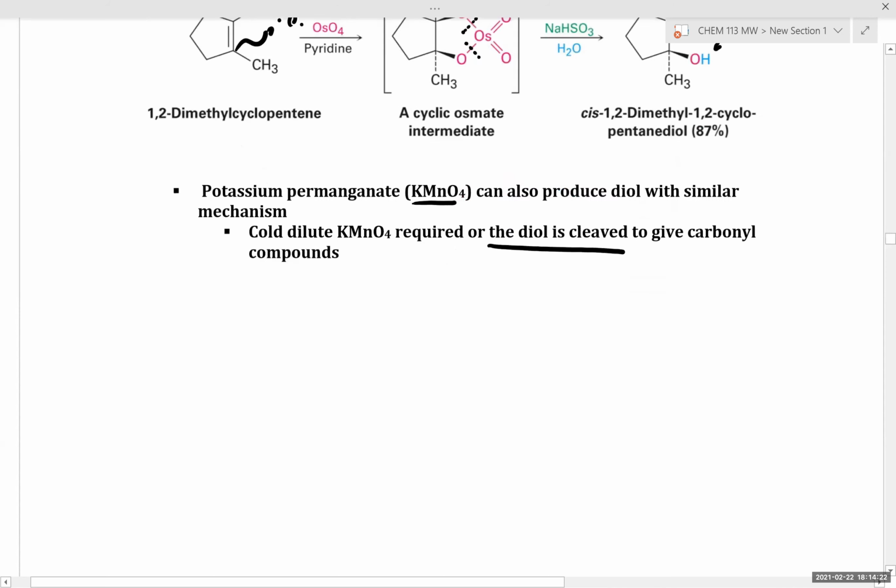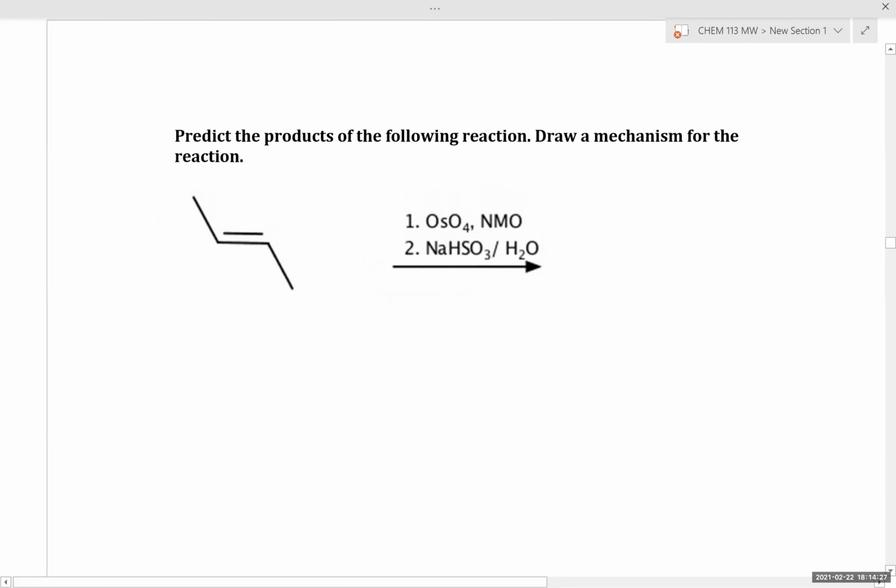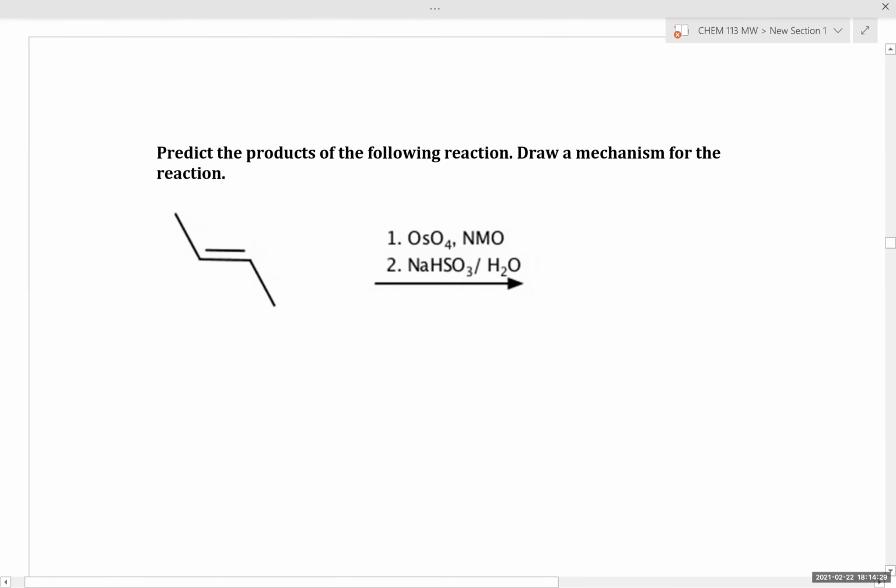Okay, so let's keep going then. Let's try to predict the products of the following reaction. And I'd like you to draw a mechanism for just the first step of this reaction.